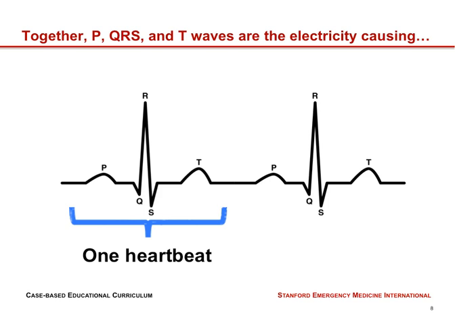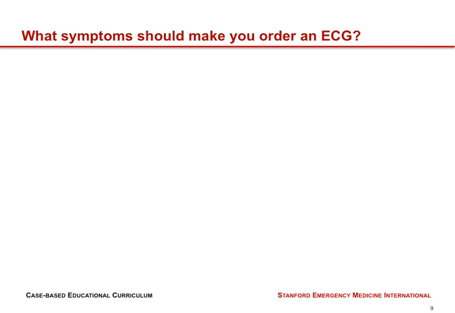And as you can now see, the image on this slide depicts two complete cycles of electricity coursing through the heart to cause a heartbeat, and then that depolarization being followed with a repolarization represented by the T wave so that the whole process can start again. So now let's talk about what symptoms should make you order an ECG.